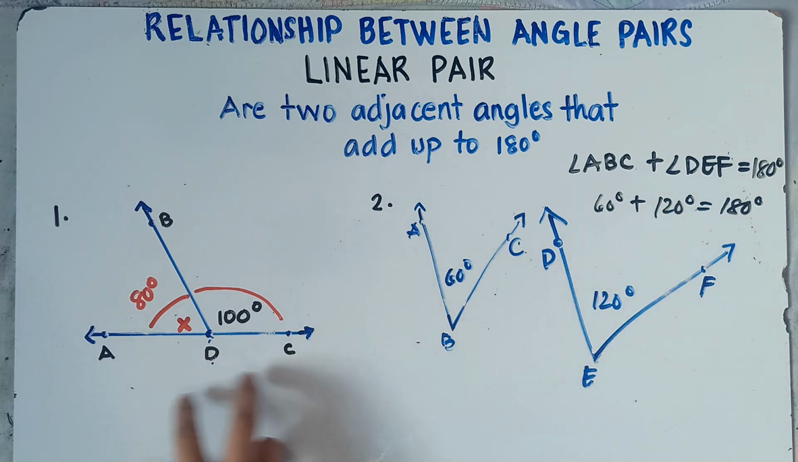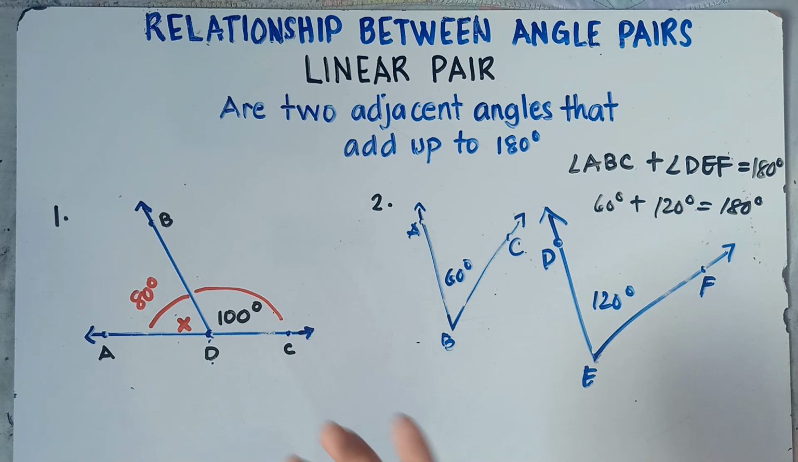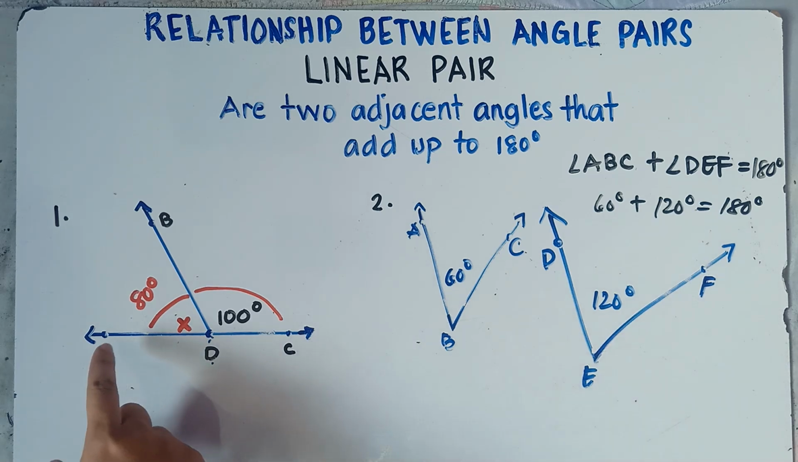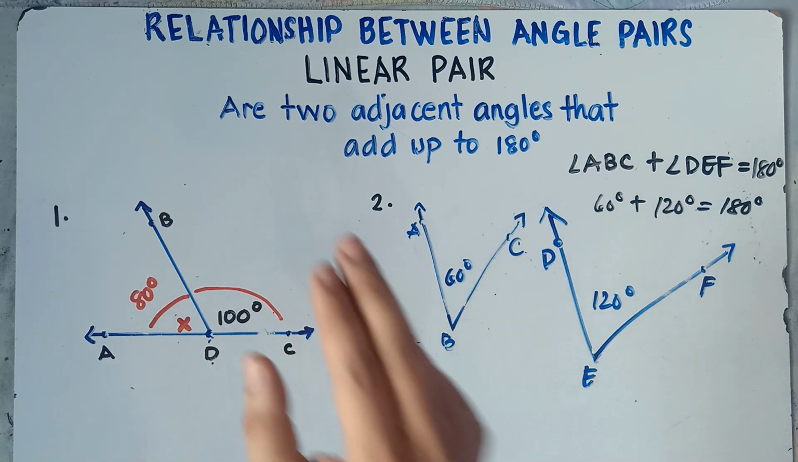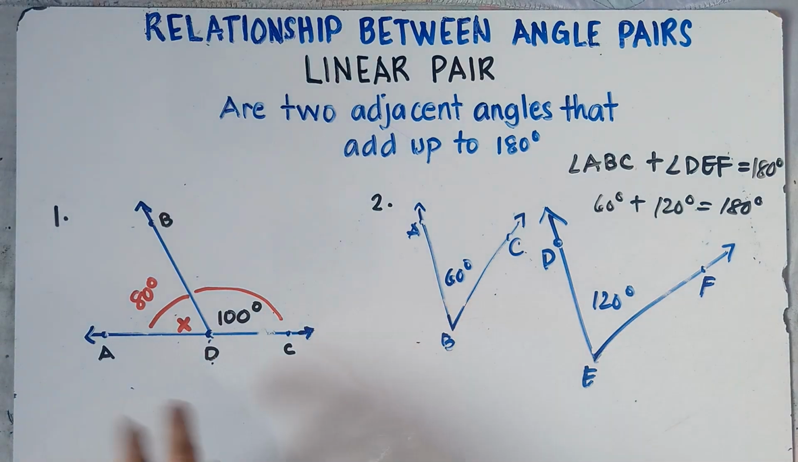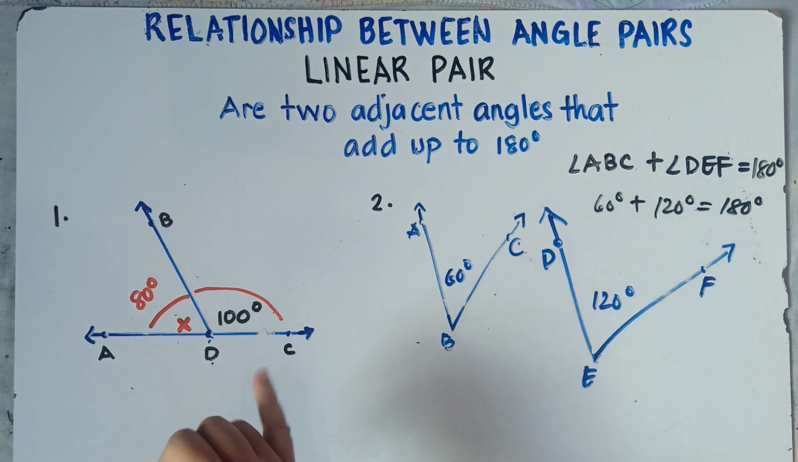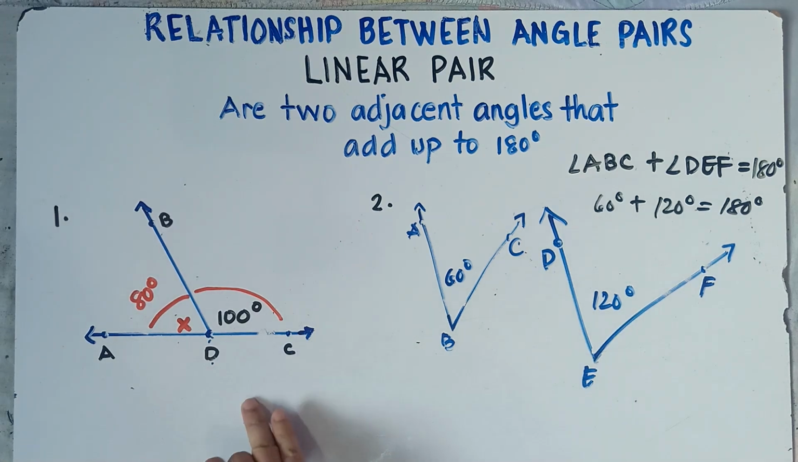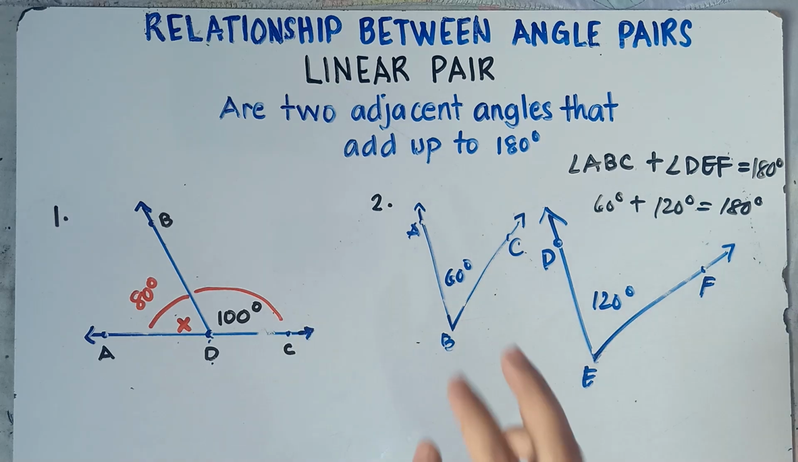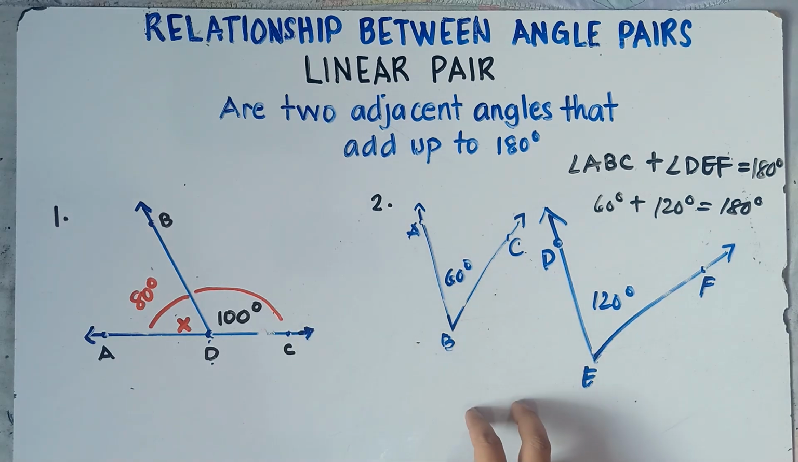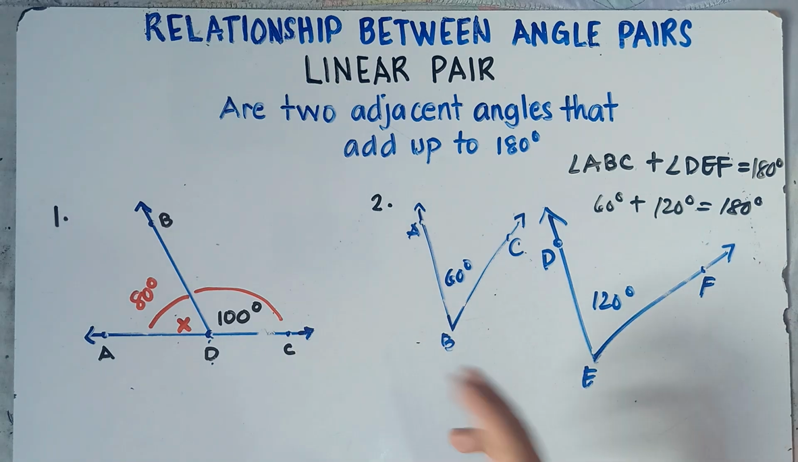Now, next question. Can we call this one linear pair? Yep, we can also call this one linear pair because we have two adjacent angles, and then if we add the two angles, we get 180 degrees. So for number 1, class, we can call this one linear pair, we can call this one supplementary angles. But for number 2, it's only supplementary angles. We cannot call this one linear pair because these two angles are not adjacent angles.